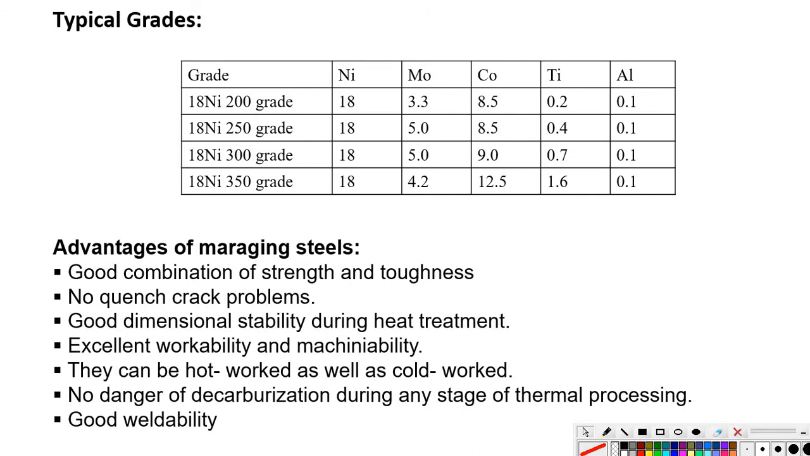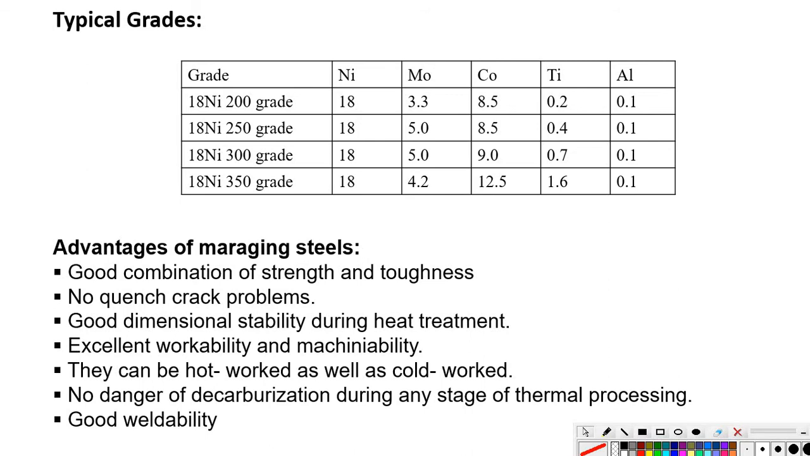After the formation of martensite, we make a product, then we do aging. During the aging process there is no variation, or very little change in dimensions. So good dimensional stability is maintained during the heat treatment process. It also has excellent workability and machinability, and it can be cold worked as well as hot worked.